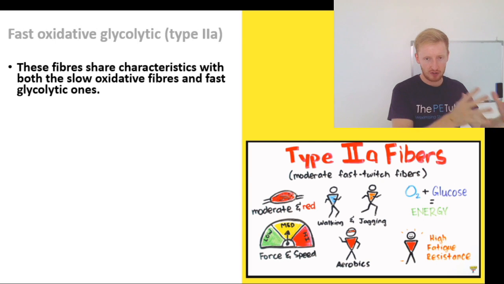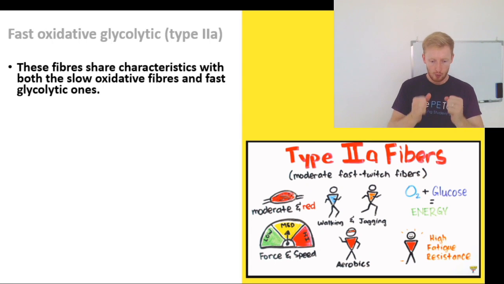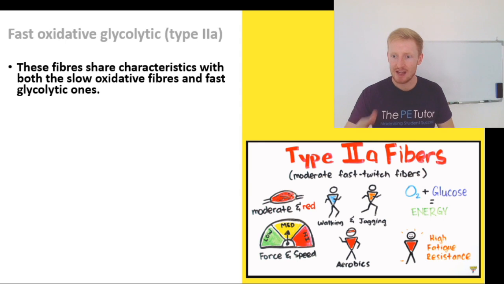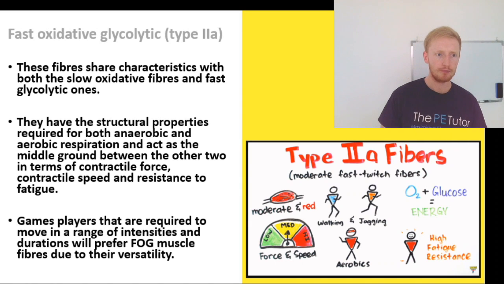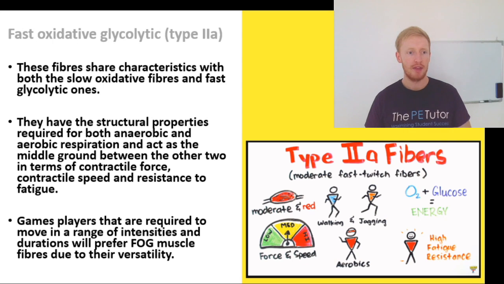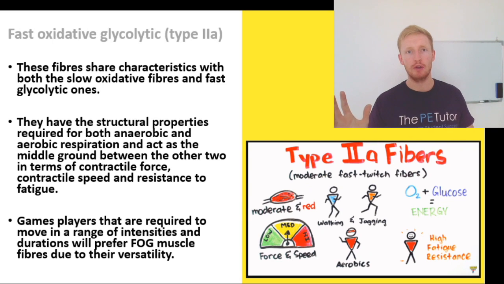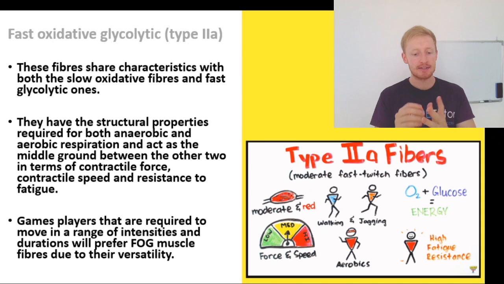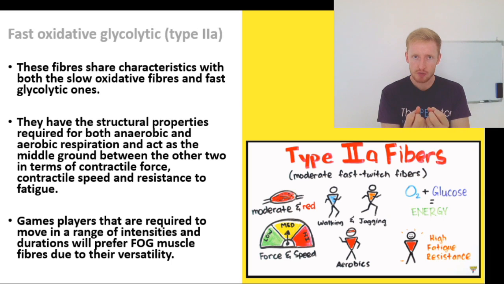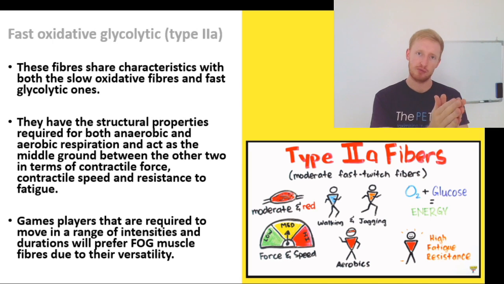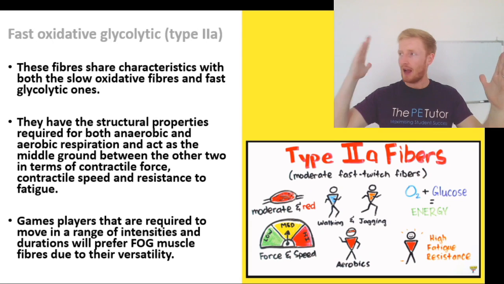These are slightly bigger than our slow oxidative muscle types. They've got bigger fibers, they're more densely packed in. Therefore, with more fibers, there's more muscle to contract so that we can then start to create bigger contractions, higher force outputs. So they've got this mixture, as you can see from that second point there. They have structural properties required for both aerobic and anaerobic respiration. Now, what this does mean is that they won't be the best. So a person with a high proportion of fast oxidative glycolytic muscle fibers, they're probably not going to be an extremely competent performer at either end of the spectrum.